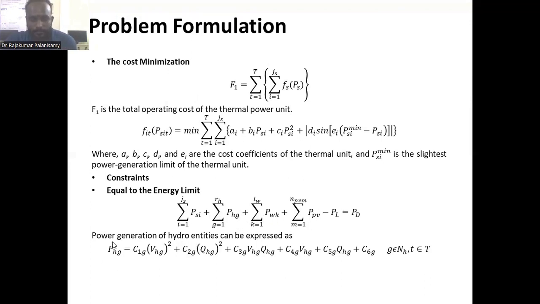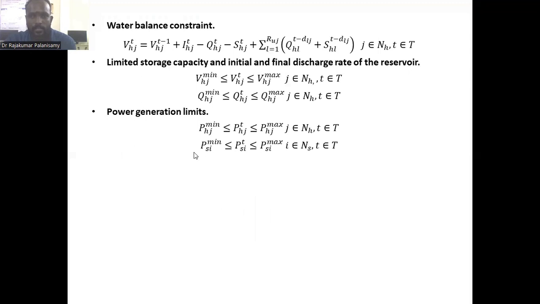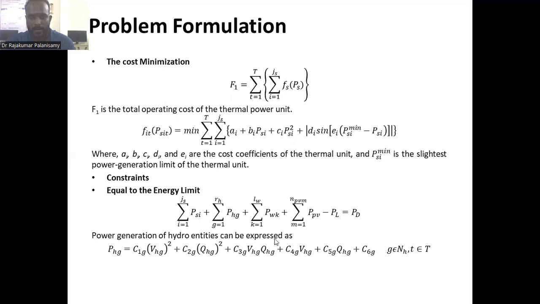Now, the power generation of hydro units can be expressed like this. This is the water balance, and here we need to concentrate on the generation of hydropower. First we need to generate the hydropower based on the availability of water in the reservoir. So first we calculate the reservoir storage volume with this equation, and later we substitute it in the previous equation to calculate the value of hydropower.